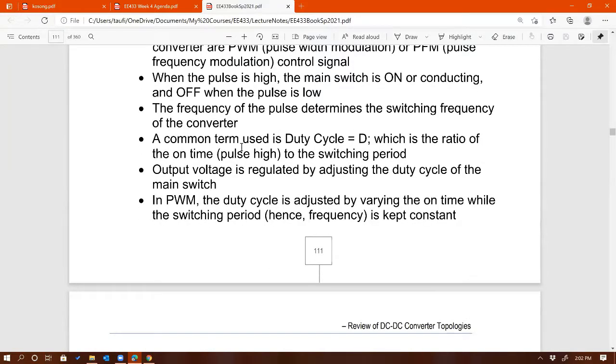And then there's a common term that we use in DC to DC converters. We call that duty cycle, which is the ratio of the on time, meaning the conduction time of the switch, to the switching period. Switching period is the inverse of switching frequency. So basically T on over T. That's what a duty cycle is. It's the ratio of T on over T. Any question on that one?